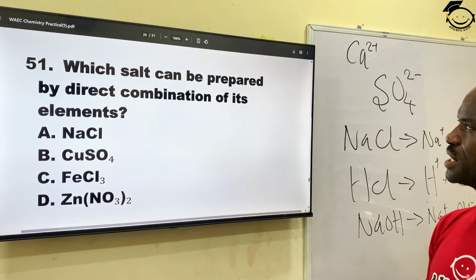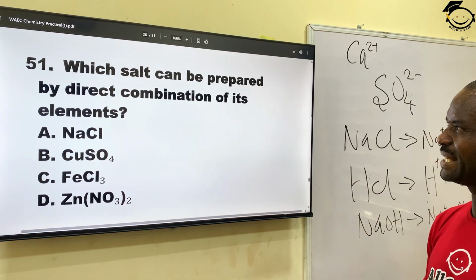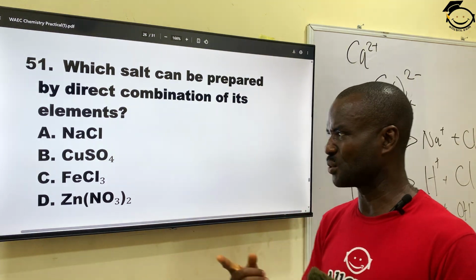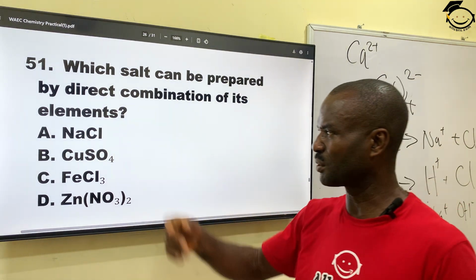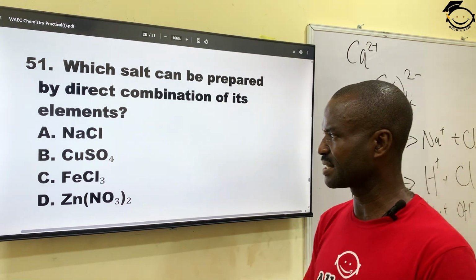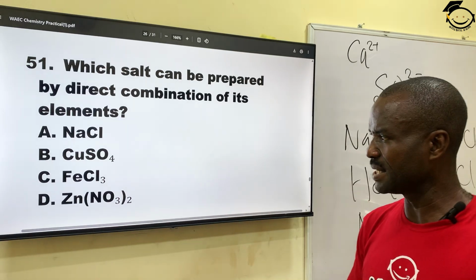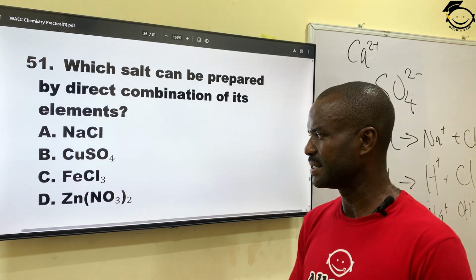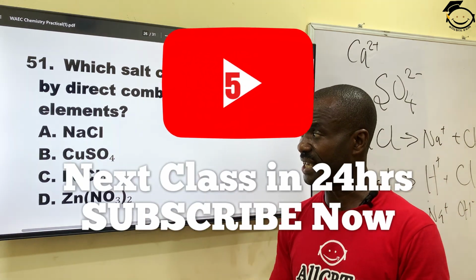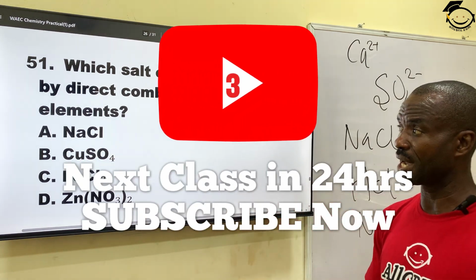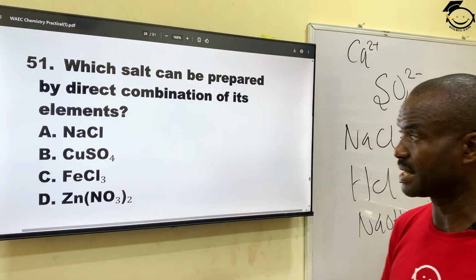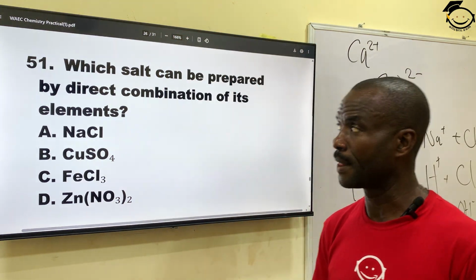51. Which salt can be prepared by direct combination of each element? When we combine elements together, a salt is formed. A. Sodium chloride. B. Copper 2 sulfate. C. Iron 3 chloride. Then D. Zinc nitrate. The correct answer is A. Sodium chloride can be prepared by combining each element, that is sodium and chlorine, together.